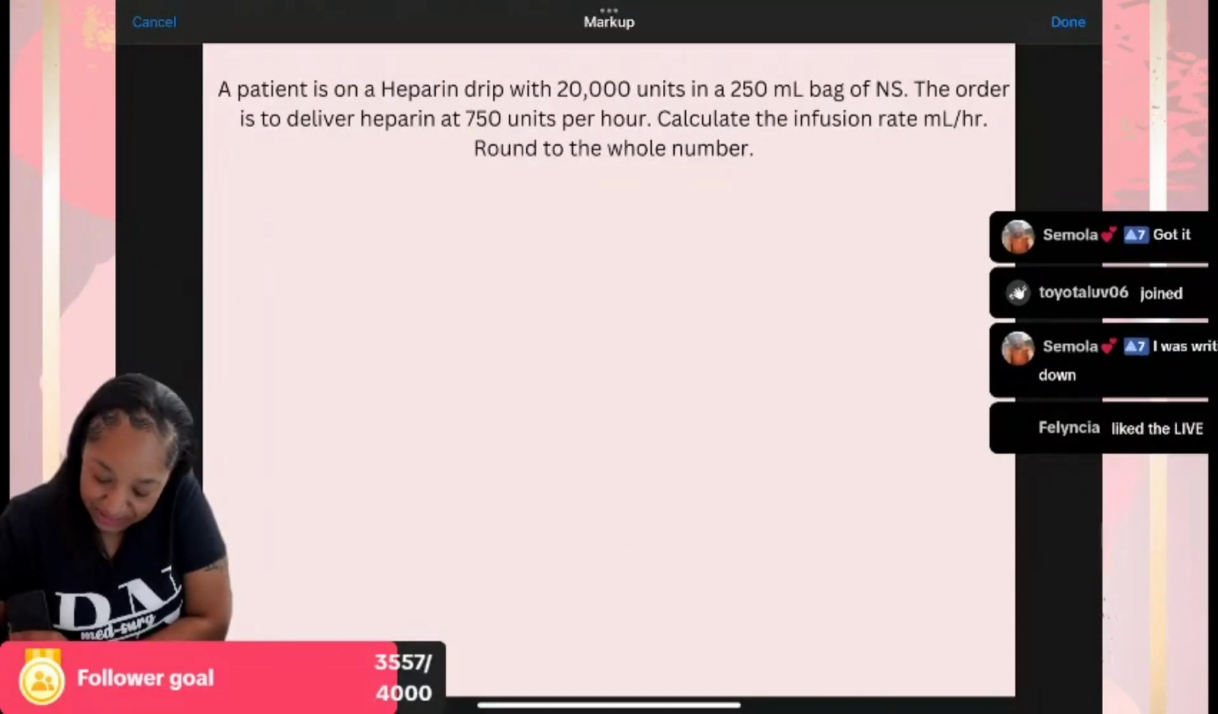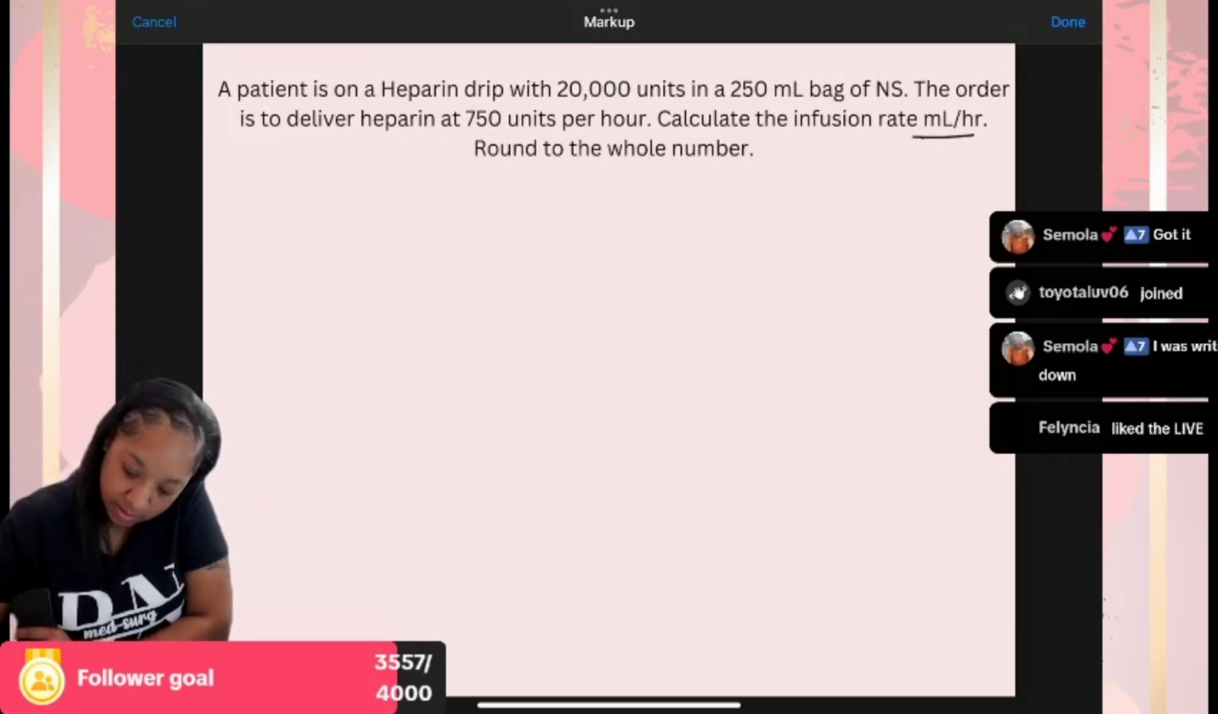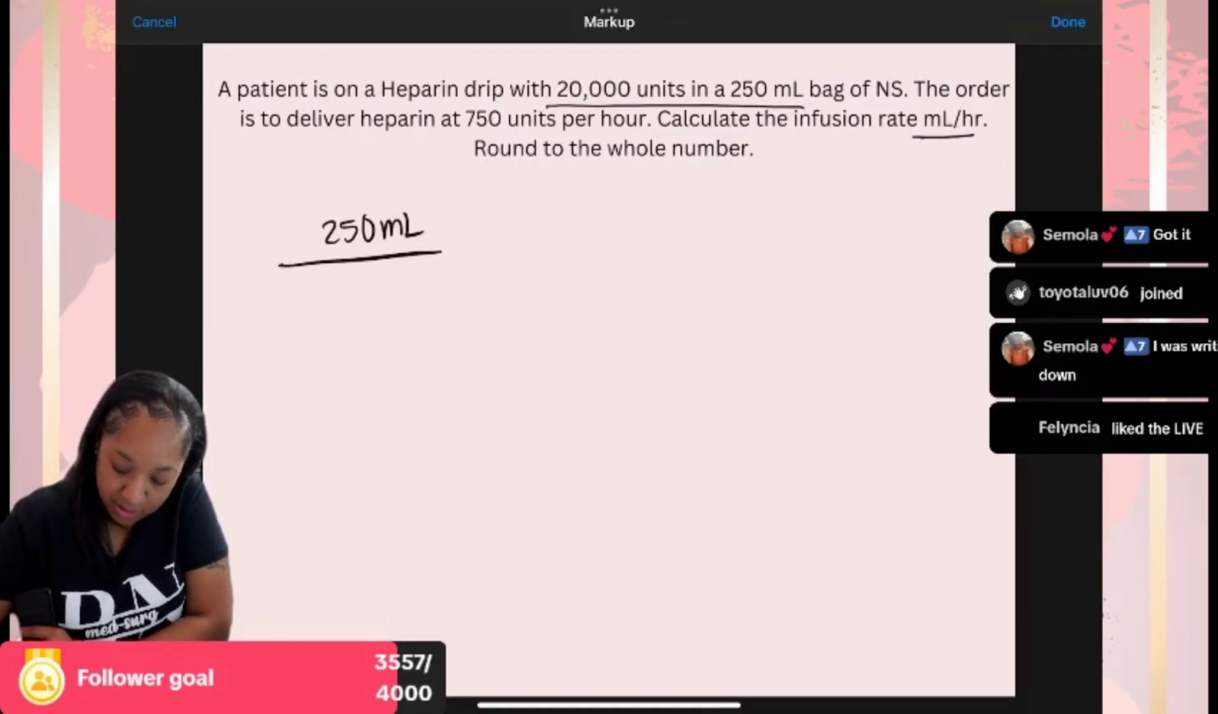Alrighty, so heparin. This one doesn't have a patient's weight in there. We just got the order and the medicine. And so we're looking for milliliters per hour. So let's start with what we have: our 20,000 units in our 250 mL bag. So 250 milliliters over 20,000 units.